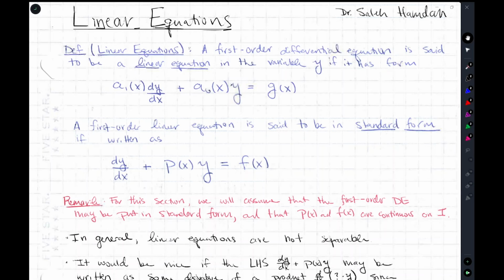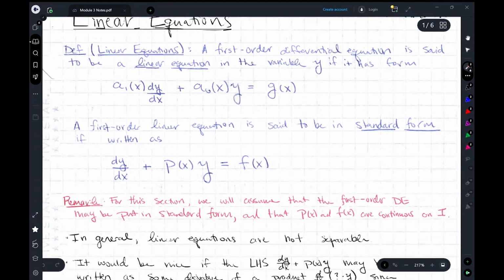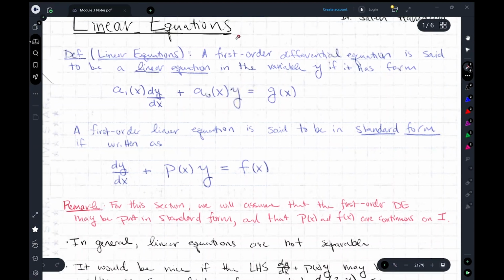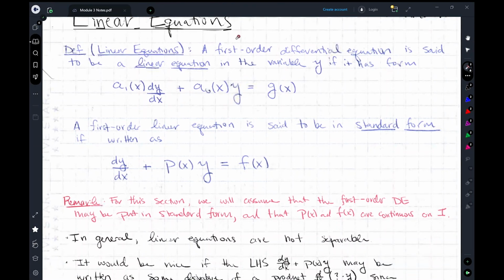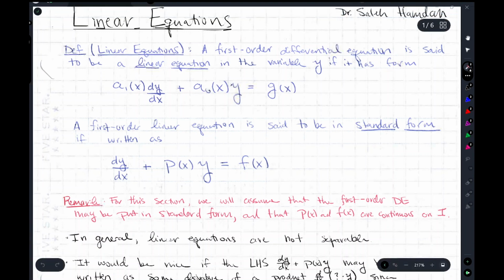So we've talked about one way to solve differential equations analytically, and those were the class of separable equations. Now we'll describe another class of first order differential equations that may be solved, and we call them linear equations.